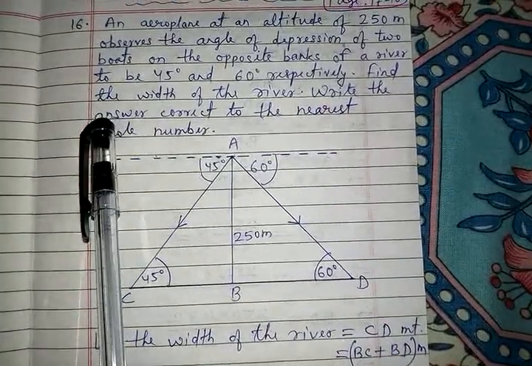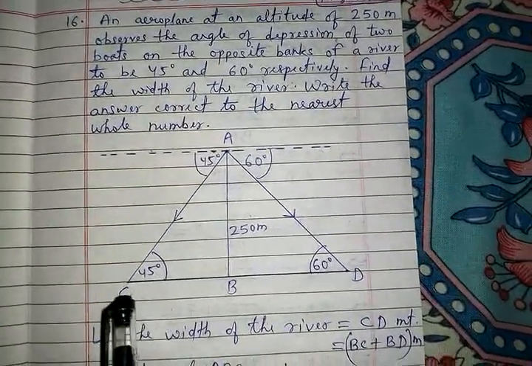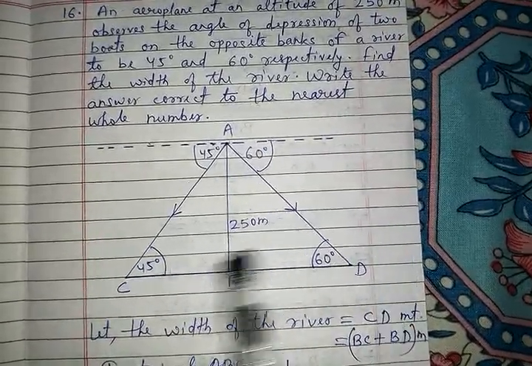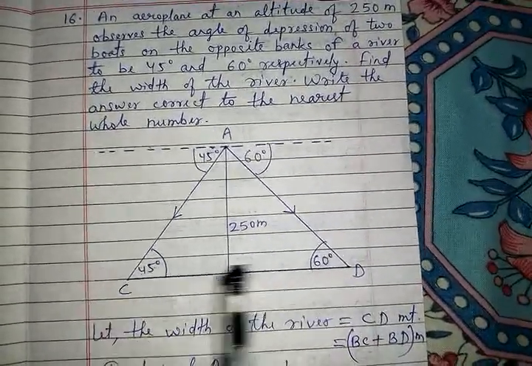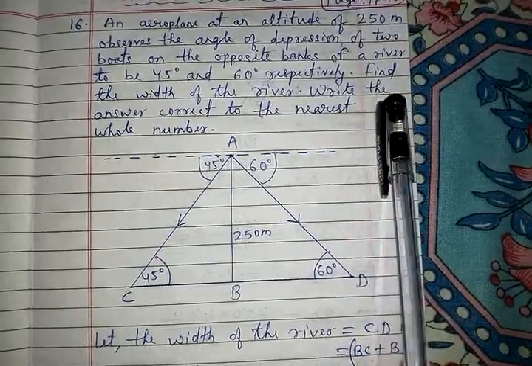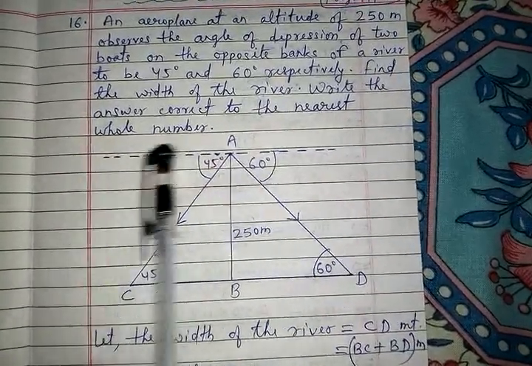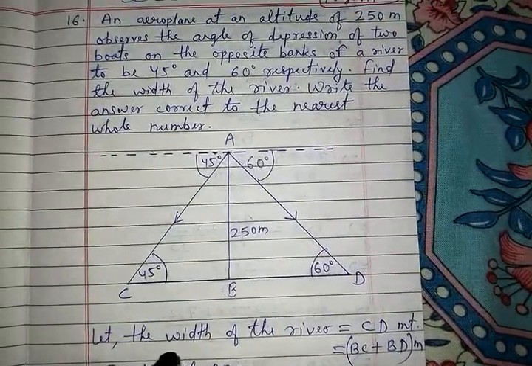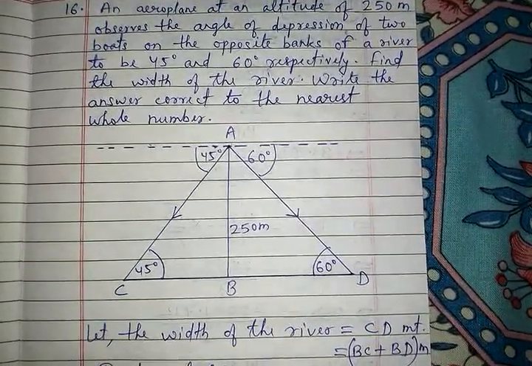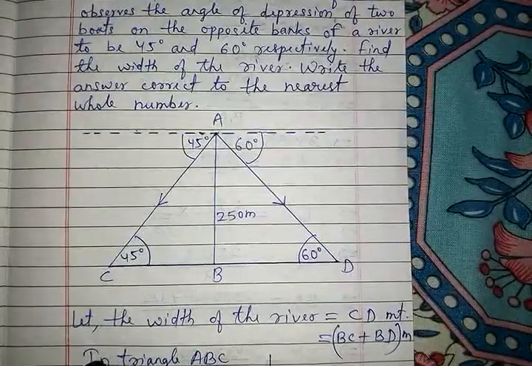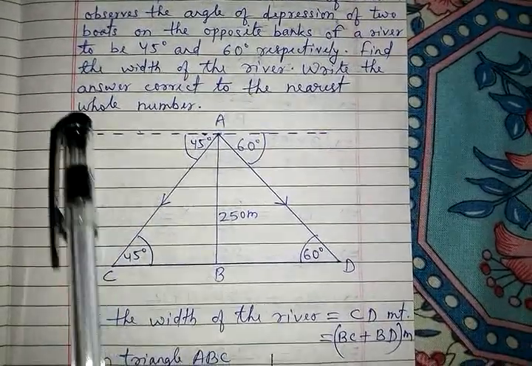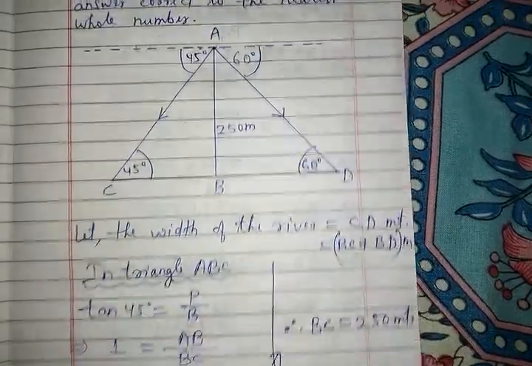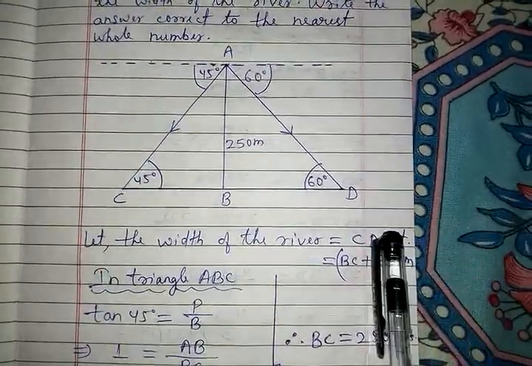Now find the width of the river. So you can say CD is the width of the river, because two banks, that means this is the width of the river, and write the answer correct to the nearest whole number. So the answer should be in the whole number. If decimal comes, you should remove the decimal and write the proper number. No decimal should be seen in the answer. Now let us begin. So very easy children.